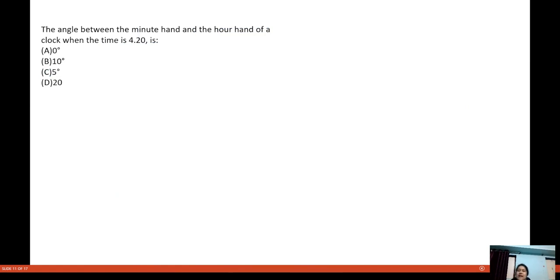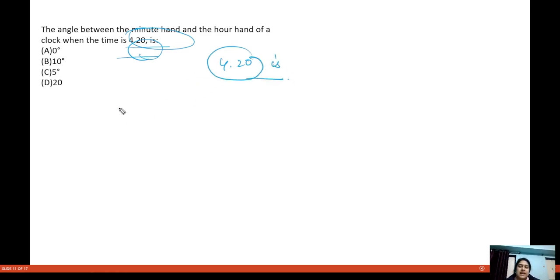Okay, fine. So understand this thing that the hour hand is always traveling. It does not stop at 4 and then complete and suddenly skip to 5. Don't do this. So let us see this question once again. The angle between the minute hand and the hour hand of a clock when the time is 4:20.